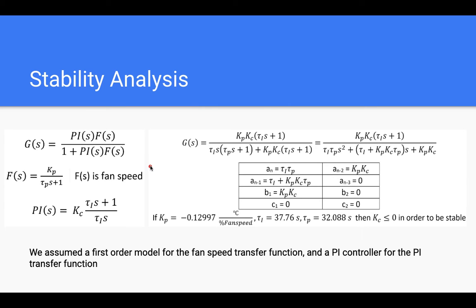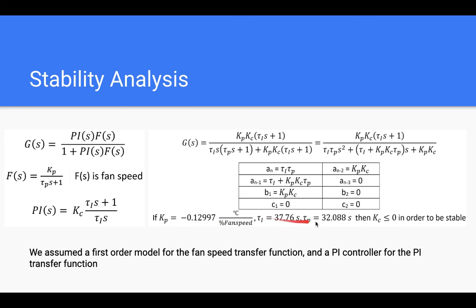As for stability, we use the shortcut method for our overall transfer function, which includes our controller transfer function and our fan speed transfer function. Here for the fan speed, we assumed a first order model, Kp over tau p s plus 1. And for the controller transfer function, we used the one we derived in class. Plugging those into our G of s transfer function, we got a big fraction, but we only need the denominator for the Routh array. Using the coefficients, we calculate an minus 1, an minus 2, and so forth. But we only really need this left-hand column to be positive by varying Kc.